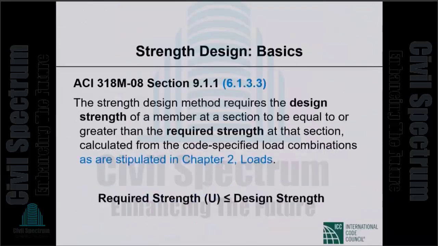Strength design philosophy is very simply required strength. The notation is always U. U must be less than or equal to design strength, or we must provide design strength at least equal to or in excess of the required strength.